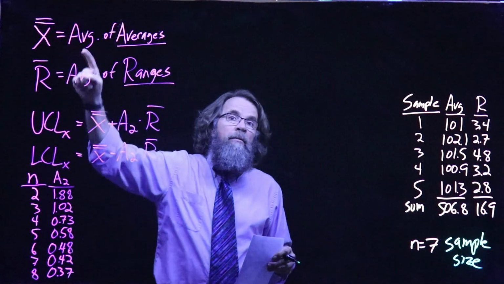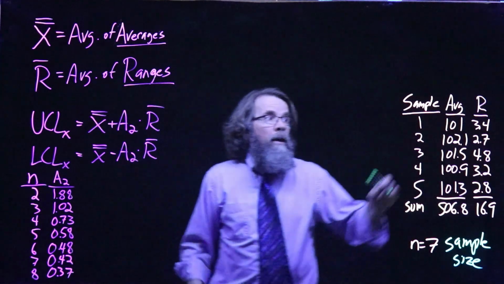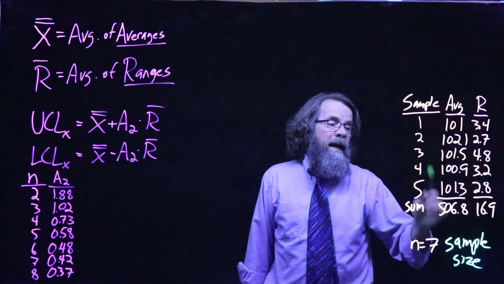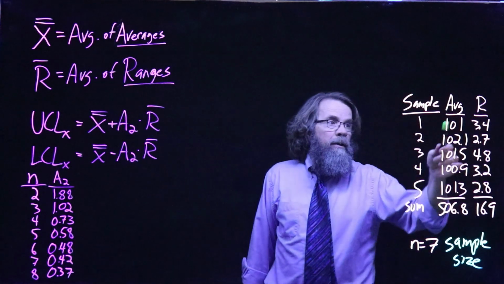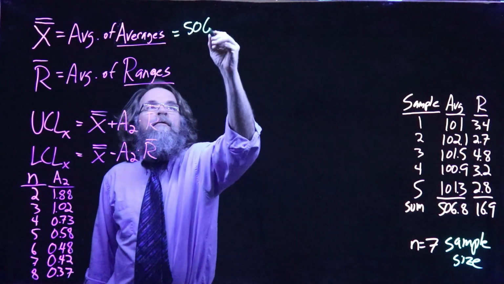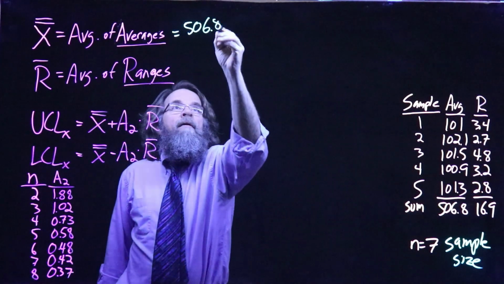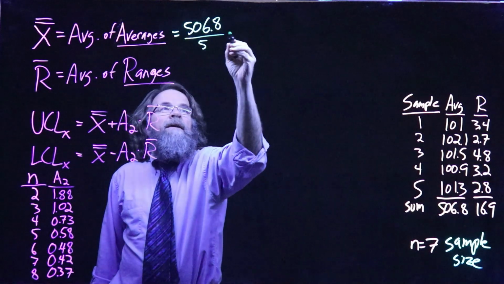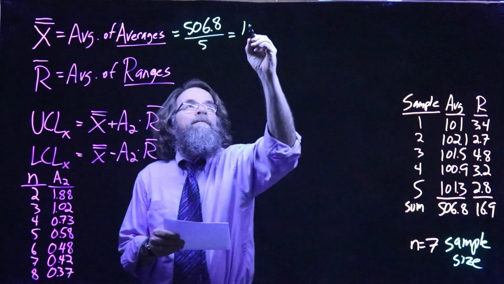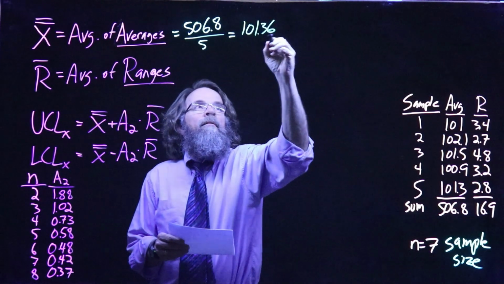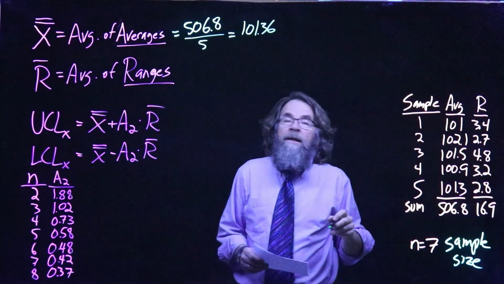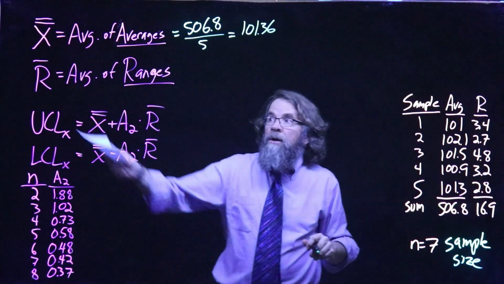We need to know X double bar. What is that? Well, we have an average from each day, and X double bar is the average of those averages. So if you add up our numbers here, we have 506.8 and divide by 5 to get the average, and so we end up with 101.36.